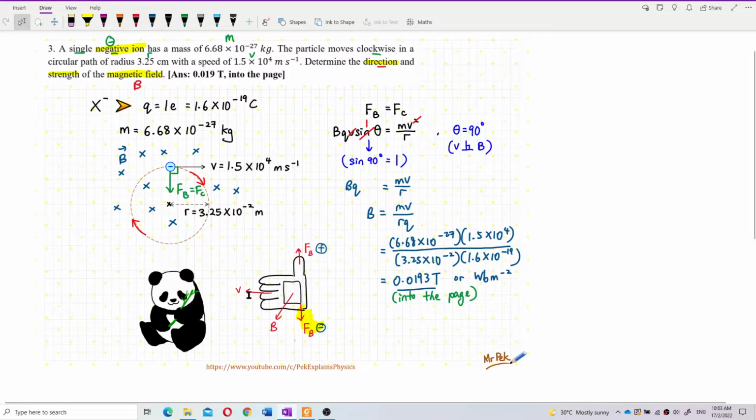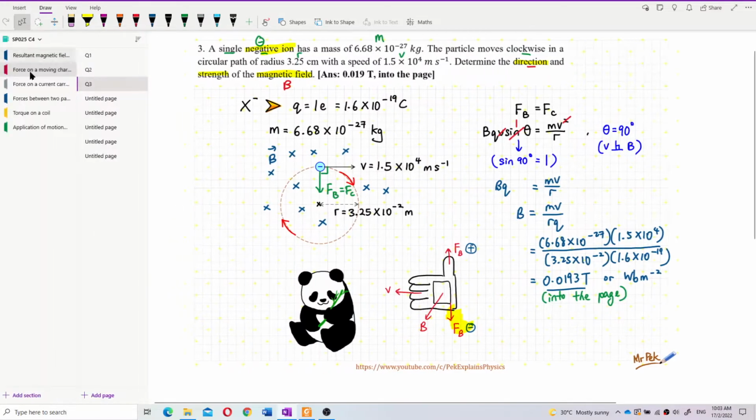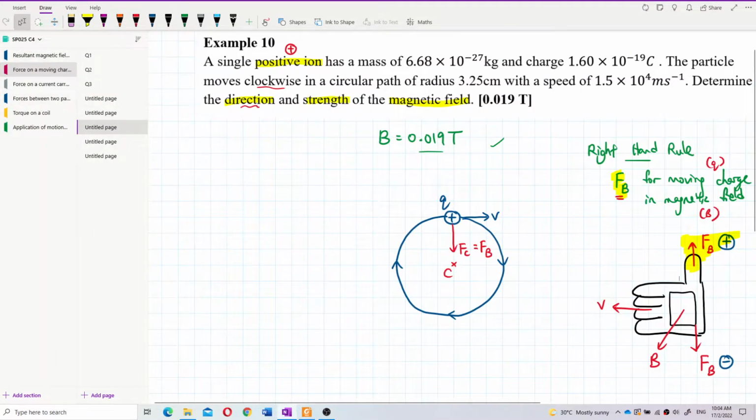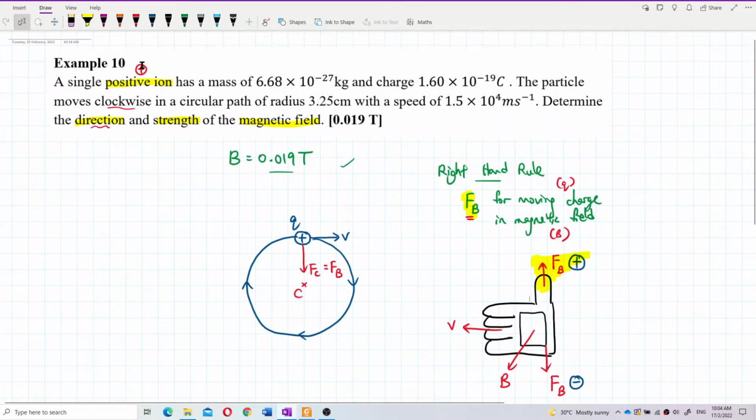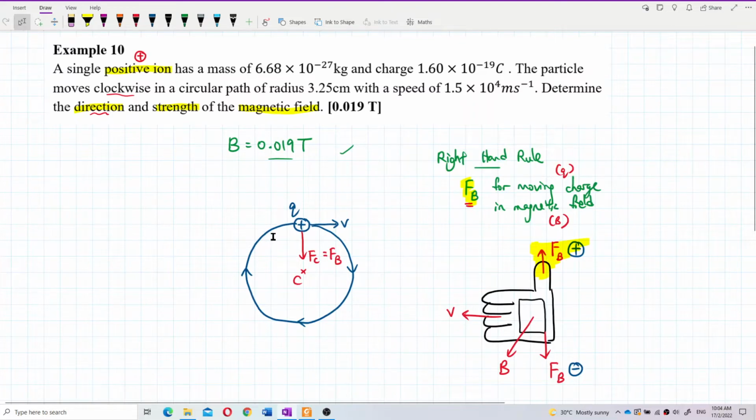The finger still shows the velocity, the palm still the magnetic field, but the magnetic force is opposite the thumb. Understand? Okay, so for the current example, it is a positive ion, so the magnetic force follows the thumb. Just that difference. So now I'm going to use this right hand rule to apply in our questions here.